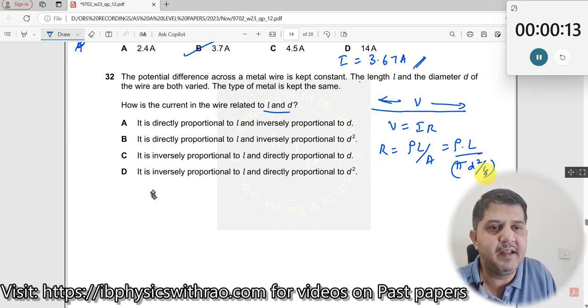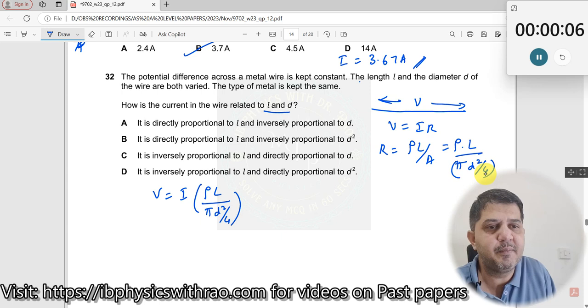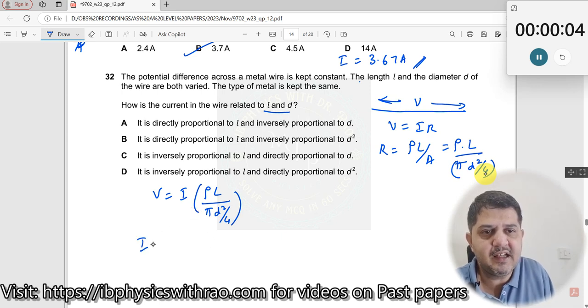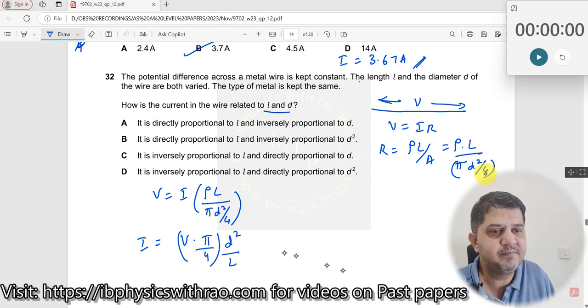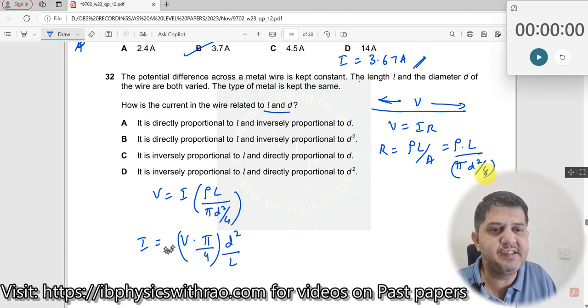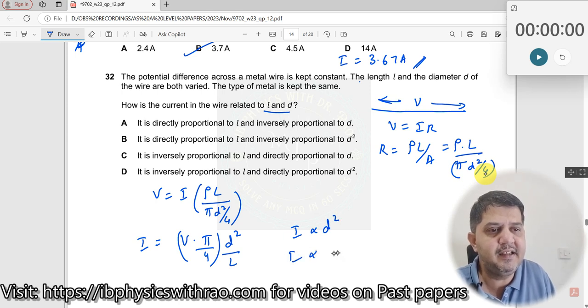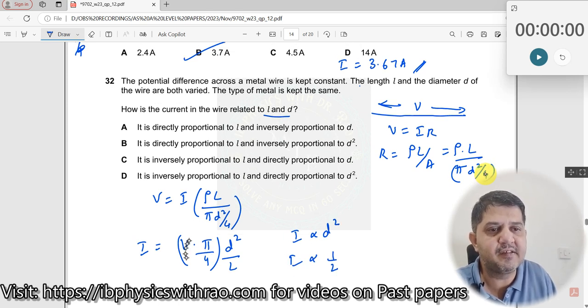Let me plug in this value. V is equal to I into rho L divided by pi D square divided by 4. So therefore, current I will now be equal to V into pi by 4 multiplied by D square divided by L. I get this value. Now what can you see here? You can see that I is proportional to D square and I is inversely proportional to L because all these are kept constant.